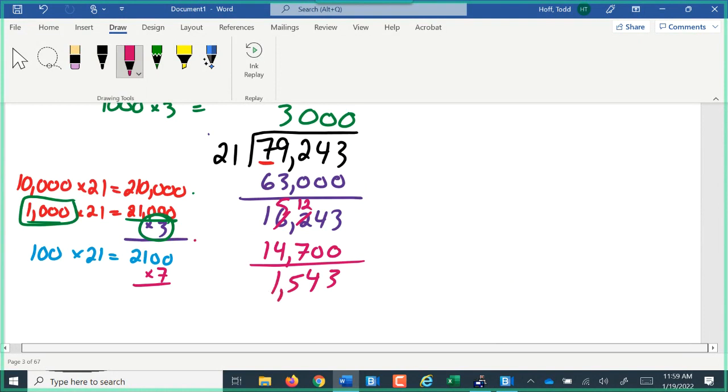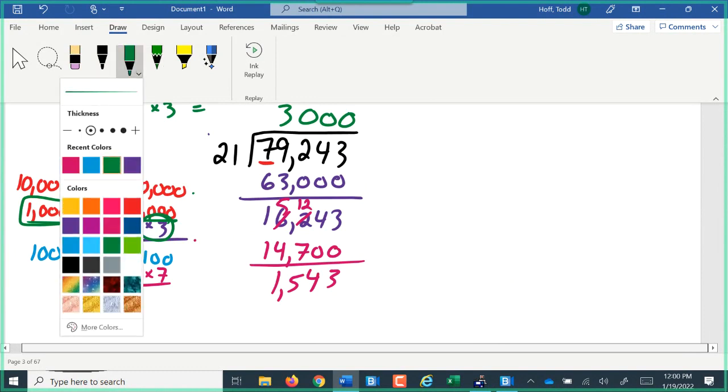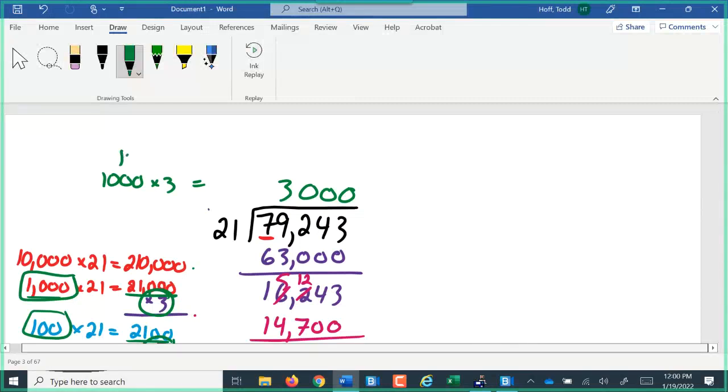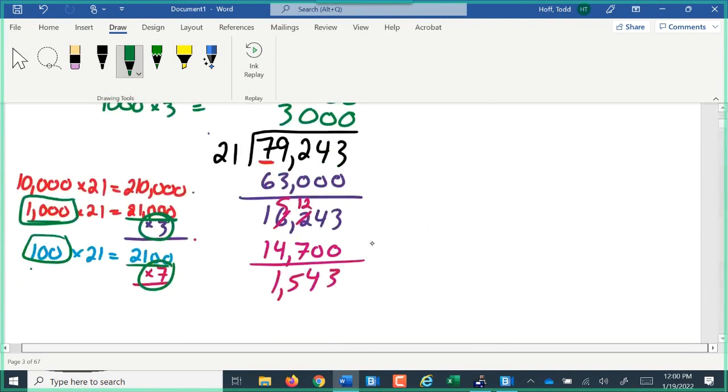1,543 is what's left. Now again, what I did there, I subtracted a bundle of 21s. The 2,100 was 100 21s, and I did it 7 times. That 14,700 was another 700 21s.